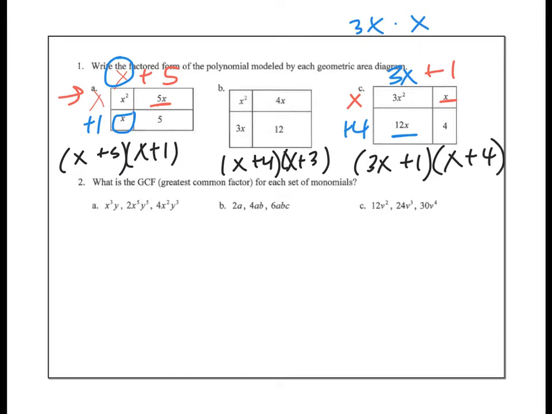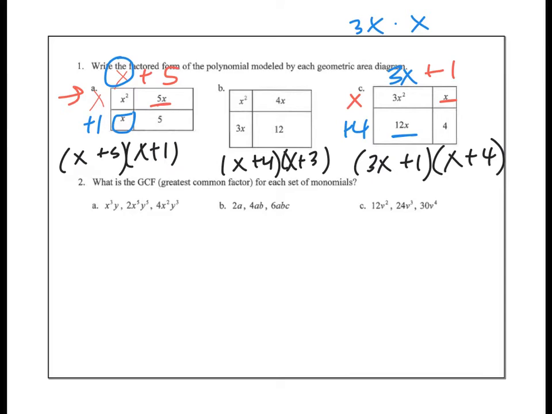Alright, question 2 said, what is the GCF, or greatest common factor, for each set of monomials? So you're not actually factoring here. You're just asking yourself, what's the biggest thing I can take out of all of them? The biggest thing that they all share. So when I look at these, I first start with the numbers. So what's the biggest number they share? And then I move on to the variables.